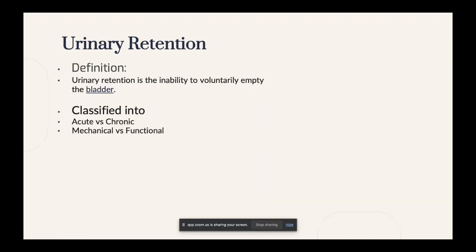Now we get to urinary retention. Urinary retention is defined as the inability to voluntarily empty the bladder. It's also classified into two classifications, but mostly we go with acute versus chronic urinary retention. But there is also mechanical and functional. Mechanical, such as the ones we mentioned for obstructive anuria, and functional includes something like detrusor dysfunction or neurogenic bladder.